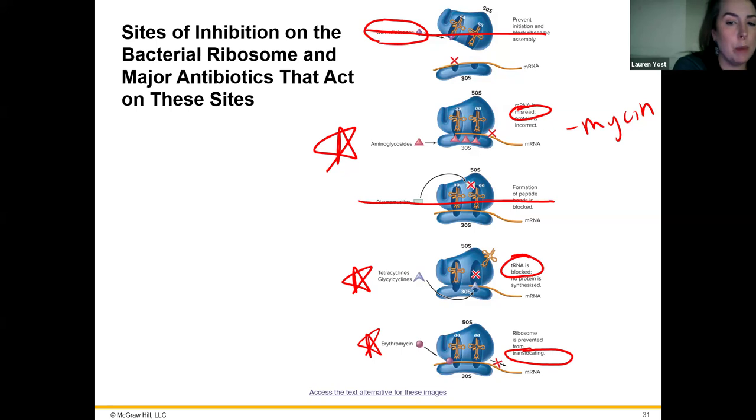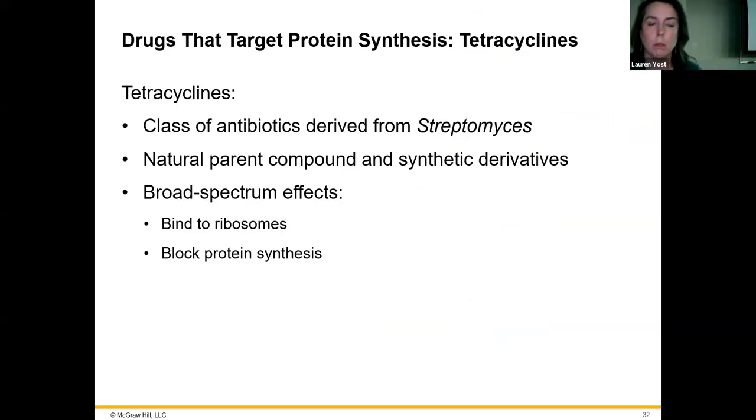I'm not going to ask you about those, but I feel like so that you understand how these work, they affect the ability of translation to occur, right? Remember translation going from the mRNA to the protein? They affect that, and I want you to just get that out of this, okay? I'm not going to ask you about the specifics of each one. They affect translation and you're doing all right.